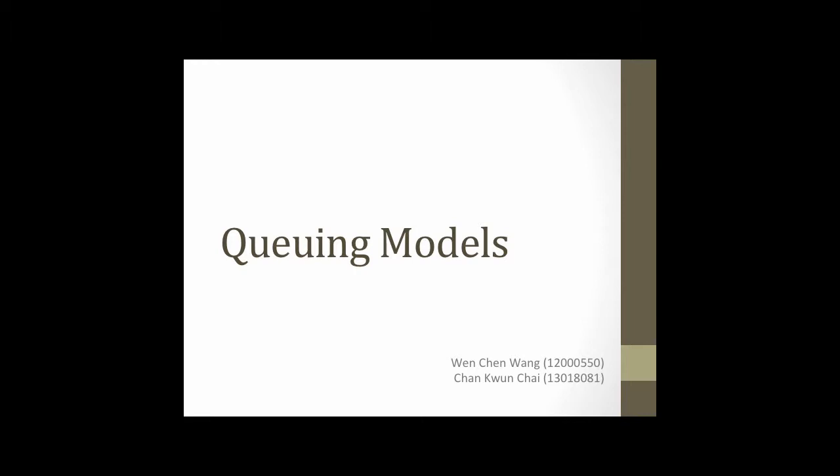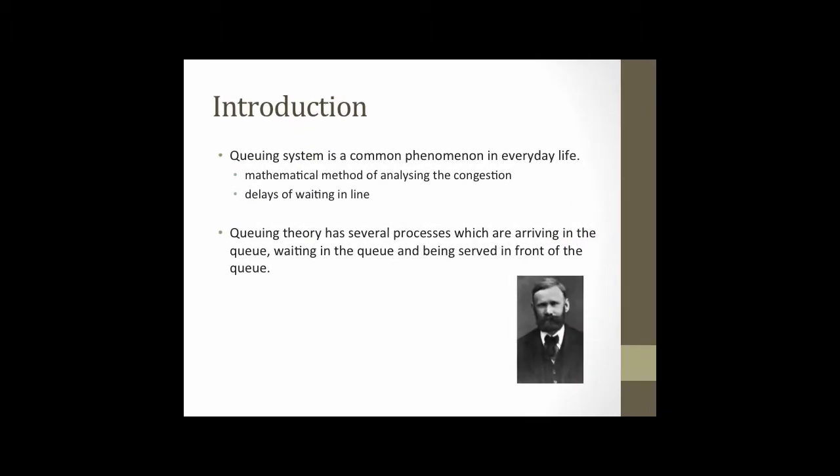We are going to talk about queuing models. A queuing model is a common phenomenon in everyday life. It is a mathematical method of analyzing congestion and delay of waiting in line. A queuing system consists of one or more servers that provide service to a number of arriving customers.